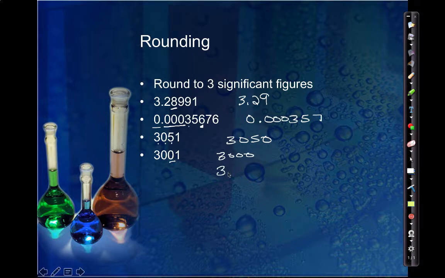So it should be 3.00 times 10 to the third power. So in scientific notation, all of these numbers are considered to be significant. So if you come across something like this and you know it needs to be so many significant figures and you can't really round it like this, you have to put it into scientific notation.